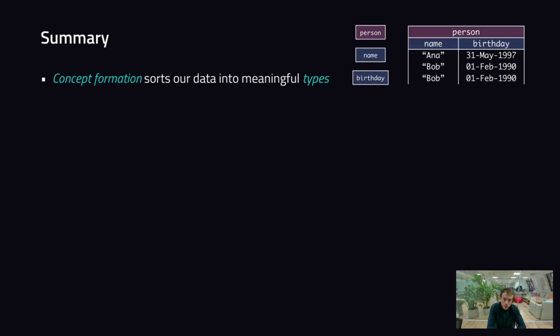So this covers the main terminology that we need for our models and our model investigations going forward. Let's do a brief rundown and a brief summary. We've learned about concept formation as a basic mechanism to sort data into meaningful types. We've seen an example where the concepts were persons, names, and birthdays, and that those provided a way of organizing our data.